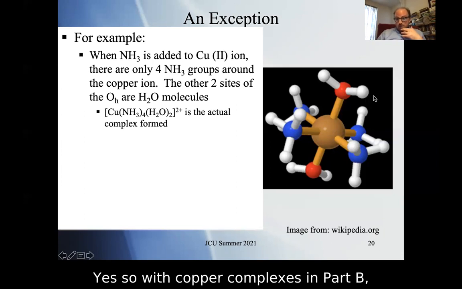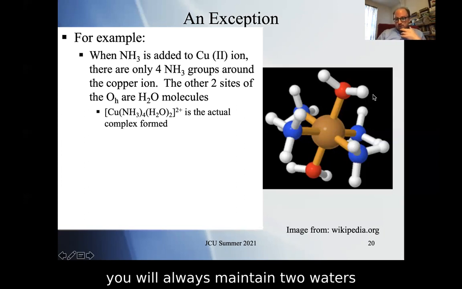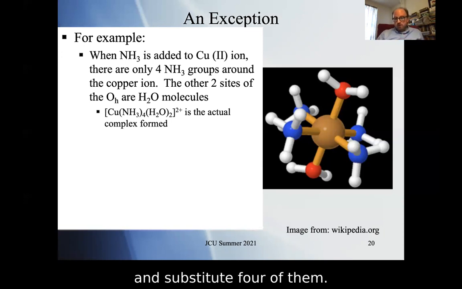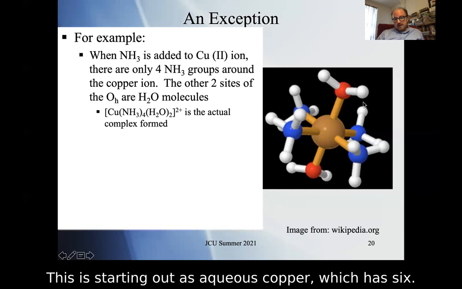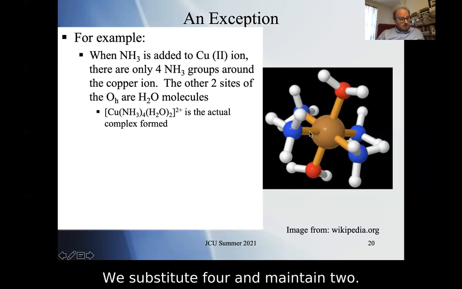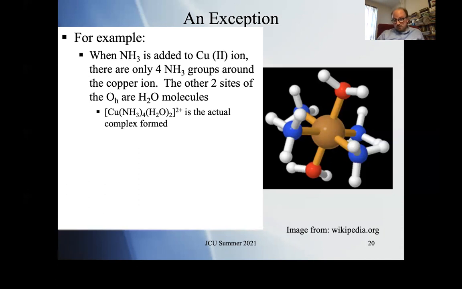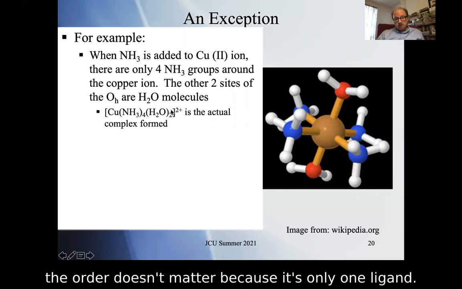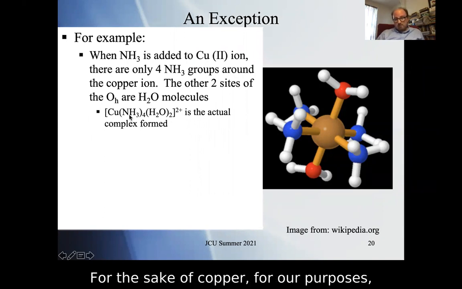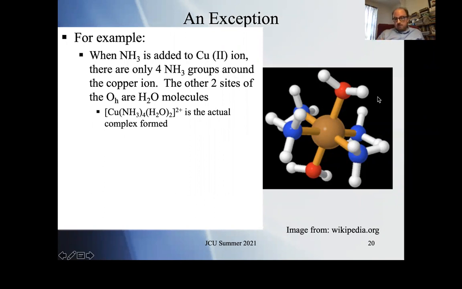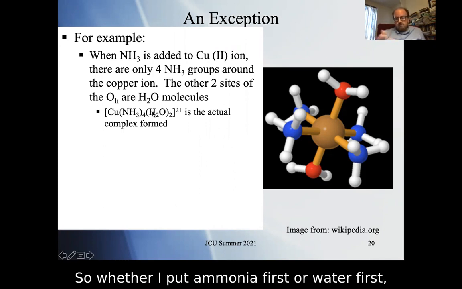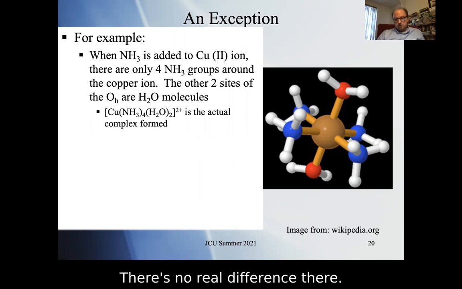Yes, so with copper complexes in part B, you'll always maintain 2 waters and substitute 4 of them. Just like here. This is starting out as aqueous copper, which has 6. We substitute 4 and maintain 2. In general, for everything else, the order doesn't matter because it's only one ligand. For the sake of copper, for our purposes, the order doesn't matter either. Whether I put ammonia first or water first, it's the same difference for us. There's no real difference there.